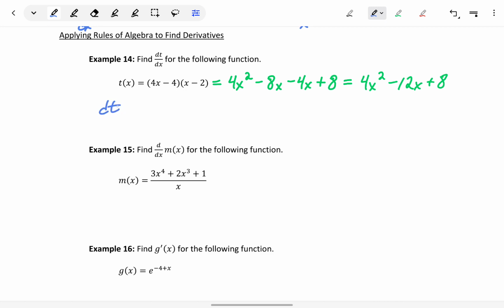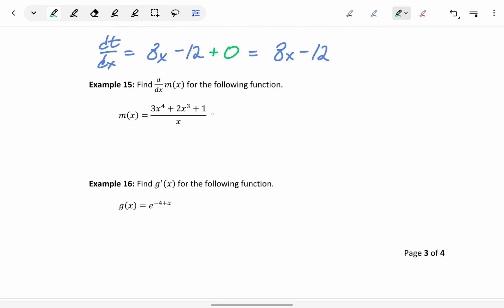So to find dt over dx, we'll differentiate 4x squared, which will give us 8x. We'll differentiate 12x, which will give us just 12, so we'll have minus 12. And then again, just to drop in this placeholder of plus 0 to see where that constant term disappeared to, meaning our derivative function will be 8x minus 12.